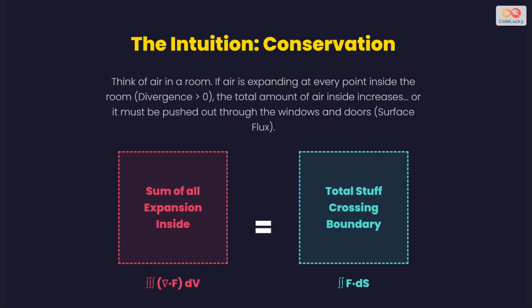Here is the intuition. Imagine a room full of air. If air is being pumped into the room at various points, positive divergence, and the room is full, that air has to go somewhere. It must be pushed out through the windows and doors. The total air created inside equals the total air flowing out.